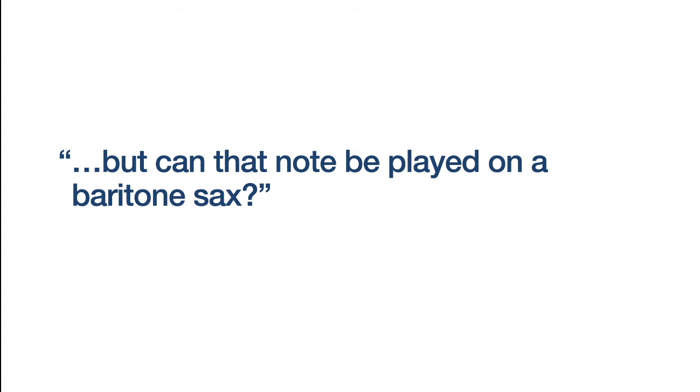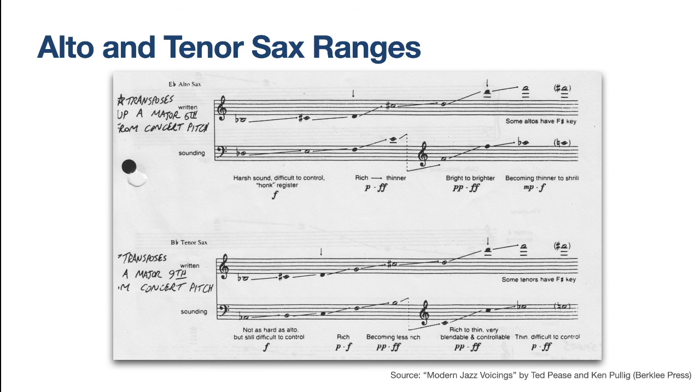By now, you might be asking yourself the question, but can that note be played on a baritone sax, given that it's so high? The following excerpt is taken from the book Modern Jazz Voicings by Ted Pease and Ken Pullig. Note that all saxophones have approximately the same 2.5 octave range, though in some cases the baritone sax can play a written A below the staff. The arrows on the page indicate the 2-octave range, which would generally be most suitable for voiced-out chords, given that the source here is an arranging book.